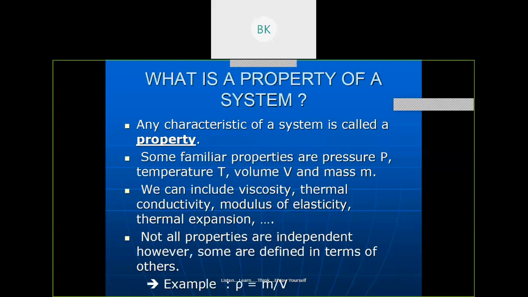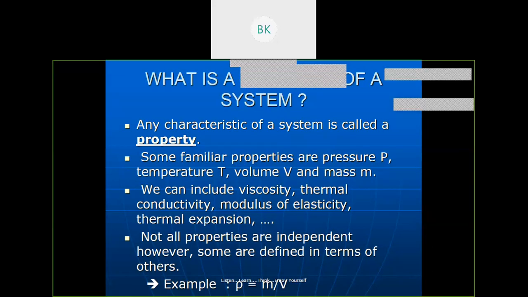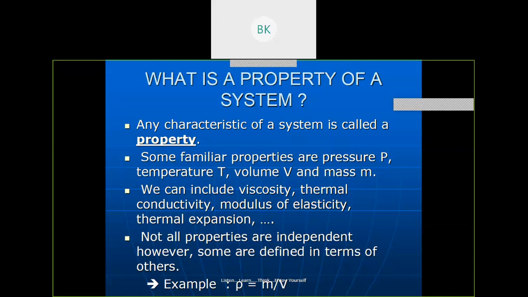Then the next thing is the properties of the system. What are the different properties of the system, that we need to understand. Any characteristic of the system is called a property. Whatever characteristics the system is showing, that is nothing but the properties. The first are pressure, temperature, volume and mass. These are the major properties that we are going to study.